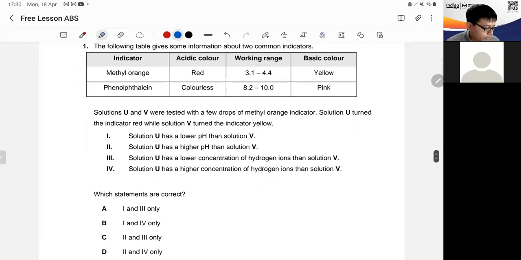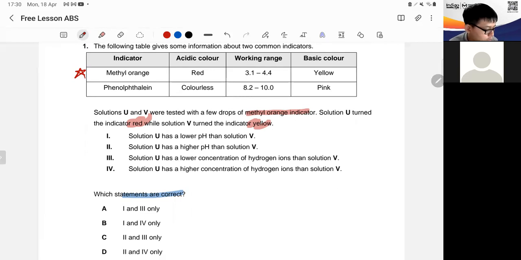Which statements are correct for the methyl orange indicator? One turns red, one turns yellow. Methyl orange is here. So let's go through one by one. Statement 1: solution U has a higher pH than solution V. Is that correct? Let's see.